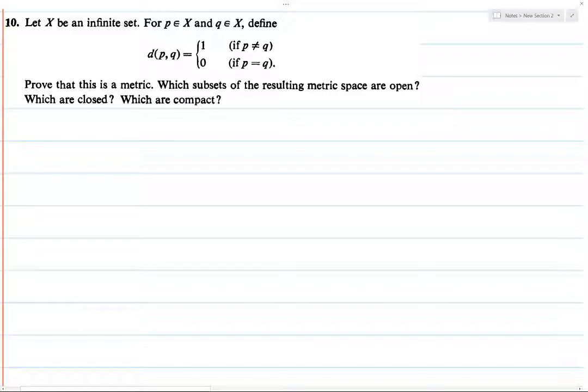The topology that this metric produces is called the discrete topology, and I'll go into why it's called the discrete topology. But anyways, the first thing that we need to do is prove that it's actually a metric.